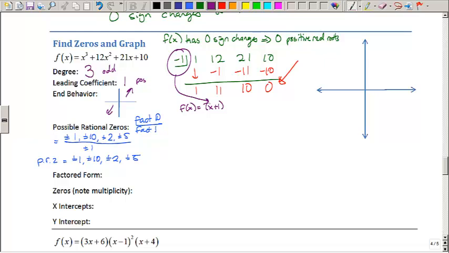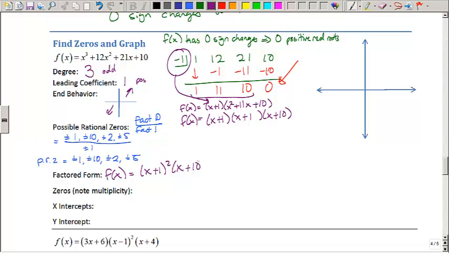If negative 1 is 0, x plus 1 has to be the factor, and then my remaining polynomial is now quadratic. Yay, and I don't have to do any more guesswork, because once you get the remaining polynomial to be quadratic, then you can just factor if you can or use the quadratic formula. In this case, it factors. Lucky us here. This is x plus 1 and x plus 10. So I have the factored form of the polynomial. x plus 1, I'm going to write squared because we have 2 of those factors.